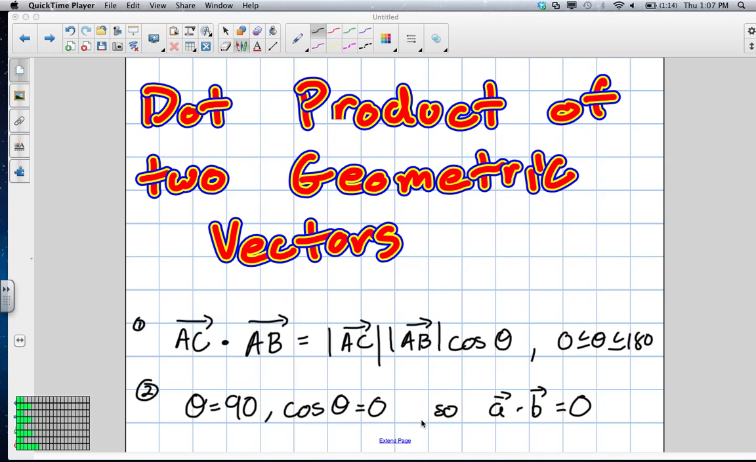Okay, we're now on lesson 7.3 in your book. This is the dot product of two geometric vectors. So they've given us an equation. That's the first one here. And it says that vector 1 multiplied by, or the dot product by vector 2, so AC by AB, is the equivalent of the magnitude of AC multiplied by the magnitude of AB times cos theta.